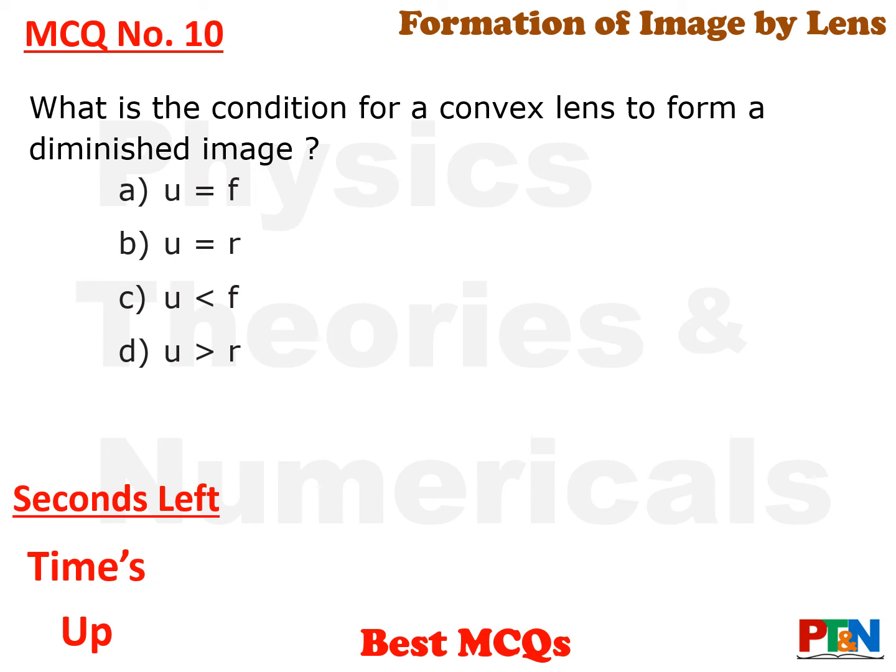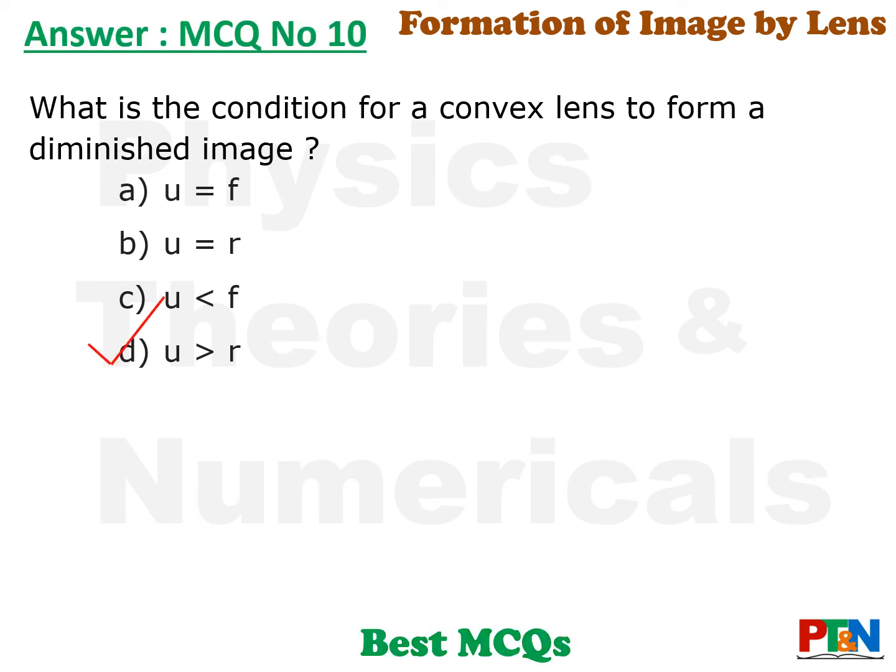Time's up. Let's see the answer. Answer is option D. In case the object distance is more than radius of curvature, the image formed will be a diminished image.